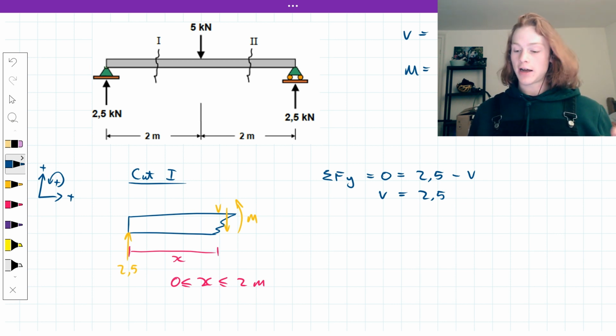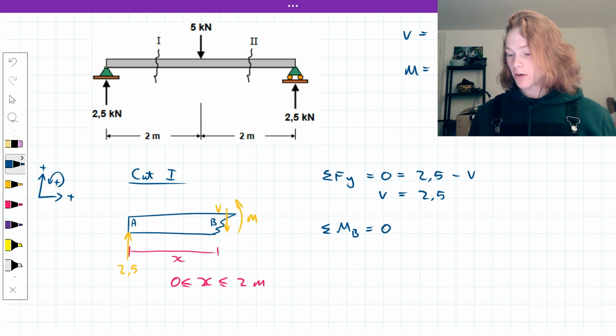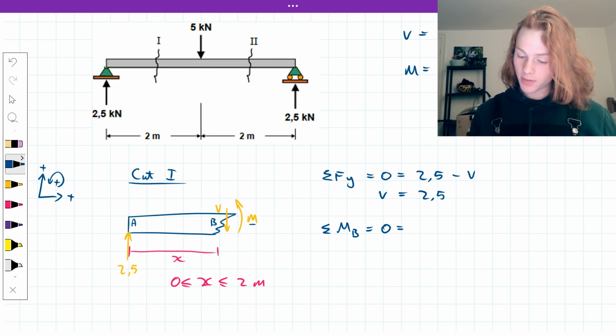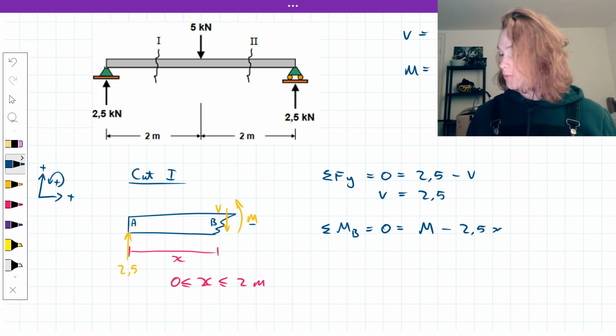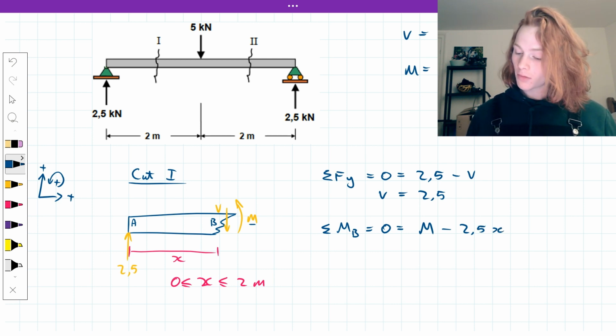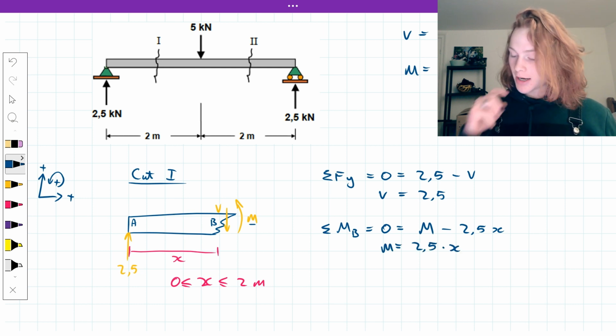Then we can resolve our moments. If this is point A, I'm going to call this point B. So I'm going to resolve the moments about point B, and they also equal 0. So positive M, because this moment here is in the positive direction according to my sign convention, and it's just called M. Then take away 2.5 multiplied by the distance, which is x. So that makes M equals 2.5 times x.